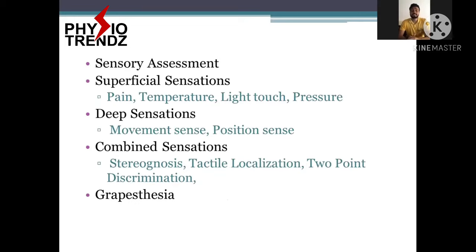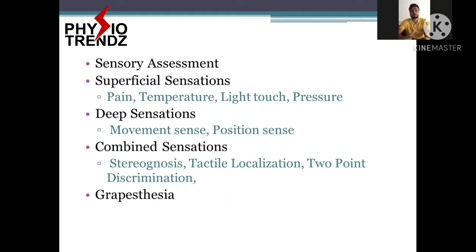Next part is sensory assessment. Now this sensory assessment is not applicable in each and every case, but wherever we feel that there might be injury to the nerves or nerve tissues, then in those cases we have to take the sensory assessment. Sometimes also, if the patient's chief complaint includes anything abnormal regarding the sensations, we have to take the sensory assessment.